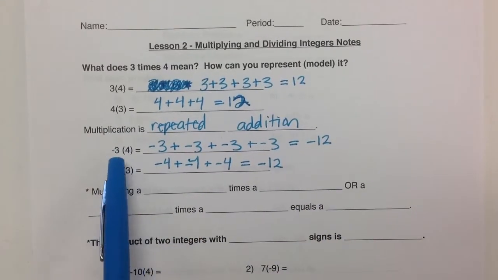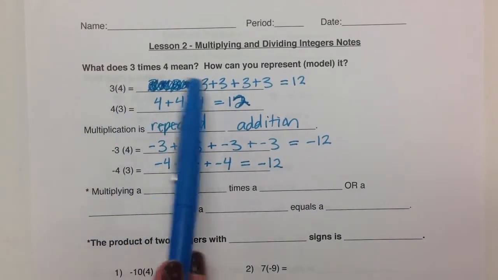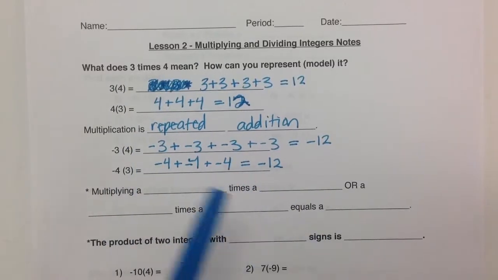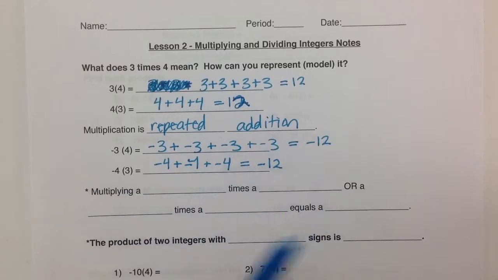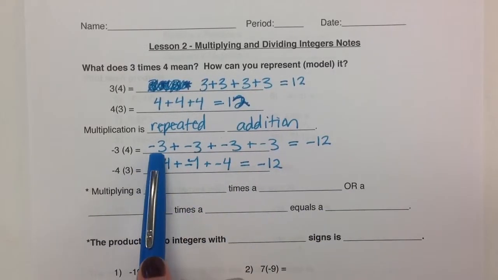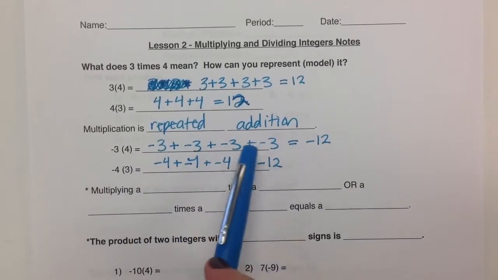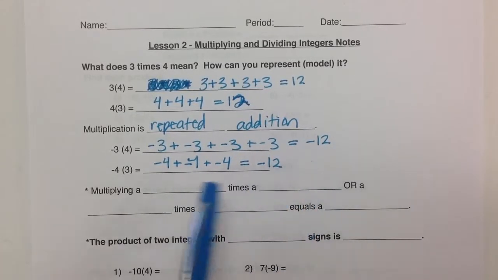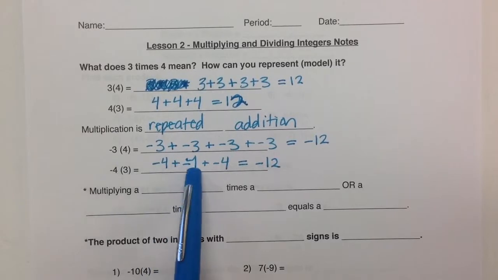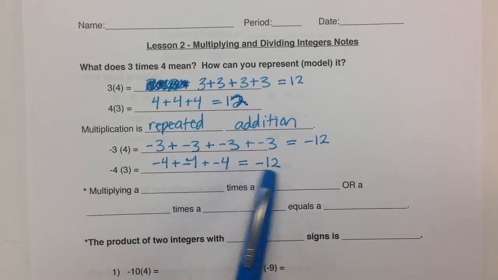If I think about it with negatives, it's the same idea, but instead of adding a bunch of positives, we're adding negatives. So negative 3 times 4 could be negative 3 added 4 times. So I've got 3 negatives, 3 more negatives, 3 more negatives, and 3 more negatives, which gives me a total of 12 negatives. Or here I've got 4 negatives, plus 4 more negatives, plus 4 more negatives, which gives me a total of 12 negatives.